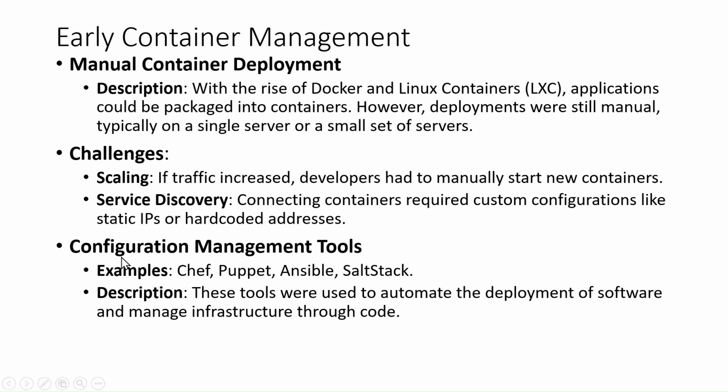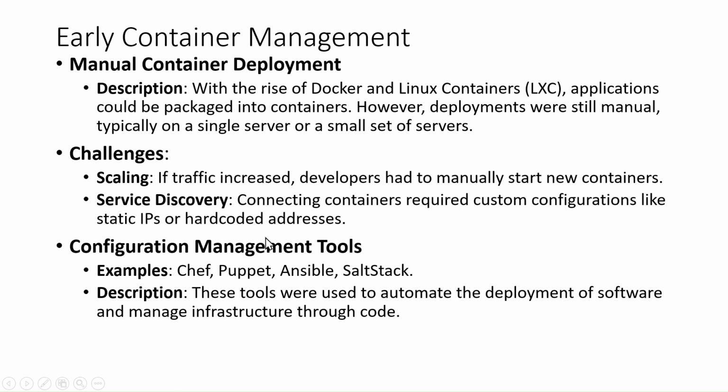So how were they using configuration management tools? To maintain the application configuration, they used to have Chef, and these are all the tools, actually. They used them to keep the application configuration up to date without any interruptions. They came up with these concepts: Chef, Puppet, Ansible, SaltStack. These are a very few things. These tools were used to automate the deployment of software and manage infrastructure through code.